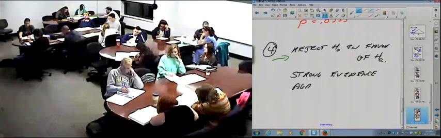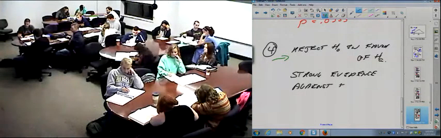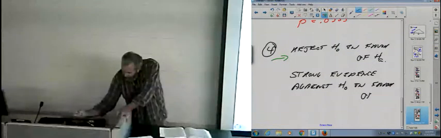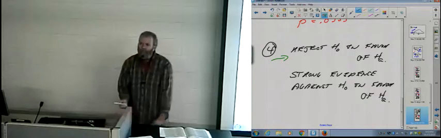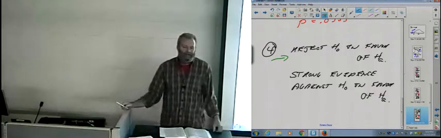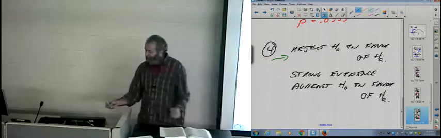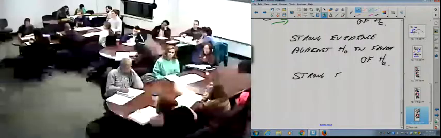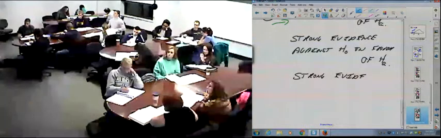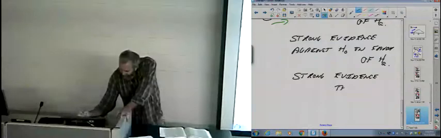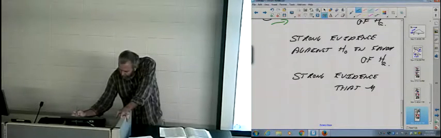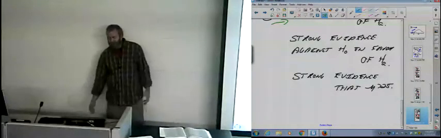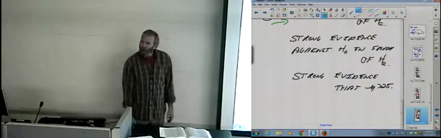Strong evidence against H naught in favor of the alternative. Again, that's still just a standard statement. I haven't used the context of the problem. We got strong evidence that mu is greater than 25, right? I got strong evidence in favor of the alternative here.